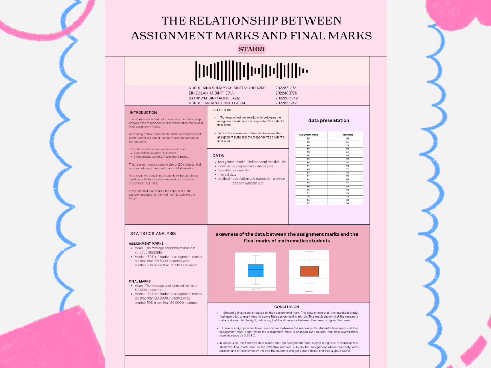Other than that, there is a moderate positive linear relationship between assignment and final marks. Also, 81.6% of the variation of final marks can be explained by the variation of assignment marks.